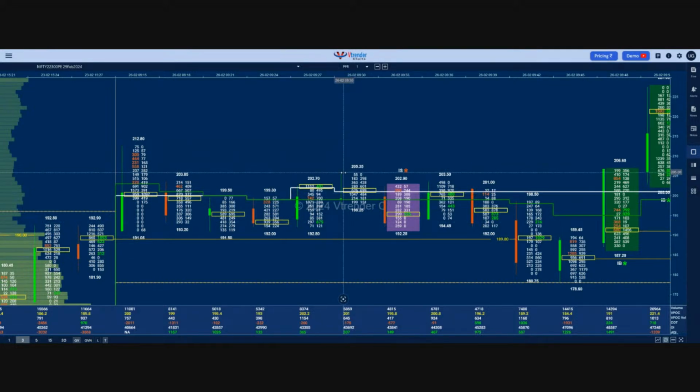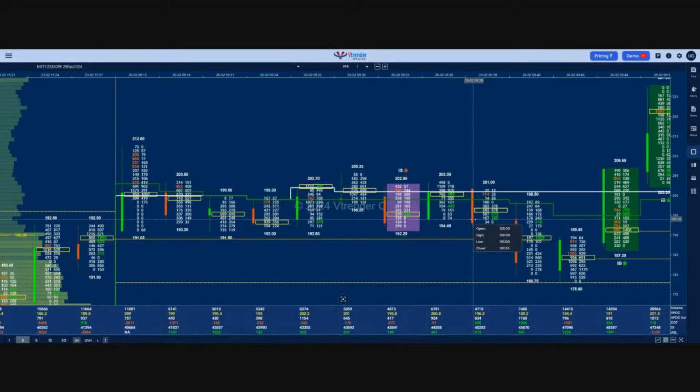And from here we got rejected and we left this IS. So this becomes a reference. 203 becomes a reference because this is the first IS of the day. And for a follow up, in case you're looking at selling options, we look for one more IS after this and keep this IS high as a stop loss.